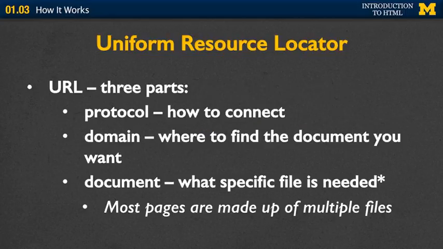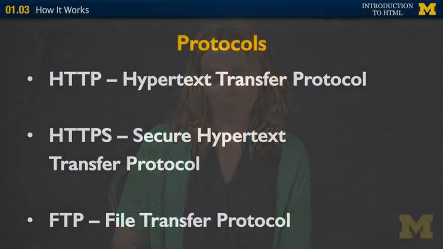So how can we get this to work? When we talk about typing things into the address bar, we talk about typing in URLs. And all URLs have 3 parts. They have a protocol, which tells the computer how you want to connect, the domain, which tells the computer where to find the document you want, and of course, the document, which is which specific file you want. So even though most web pages are made up of multiple files, you go in and ask for the main file name, and the browser takes care of the rest.